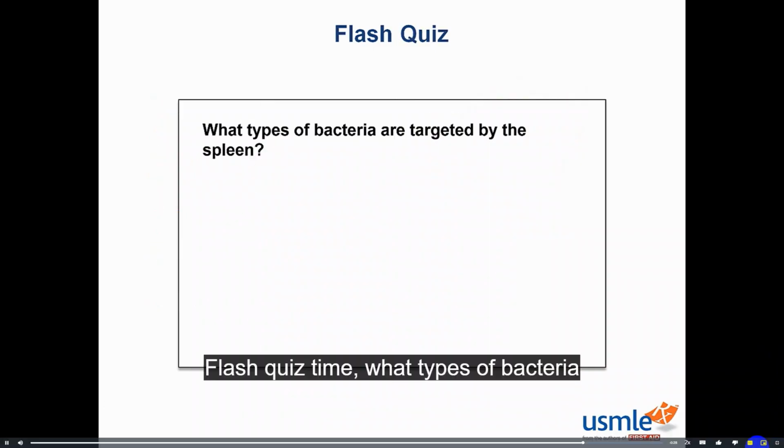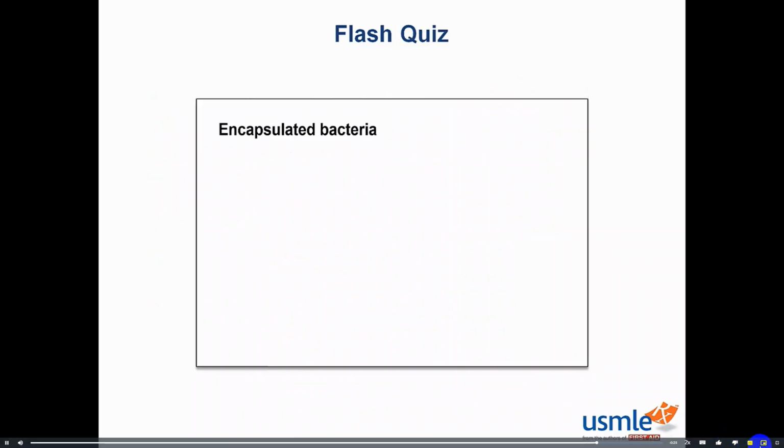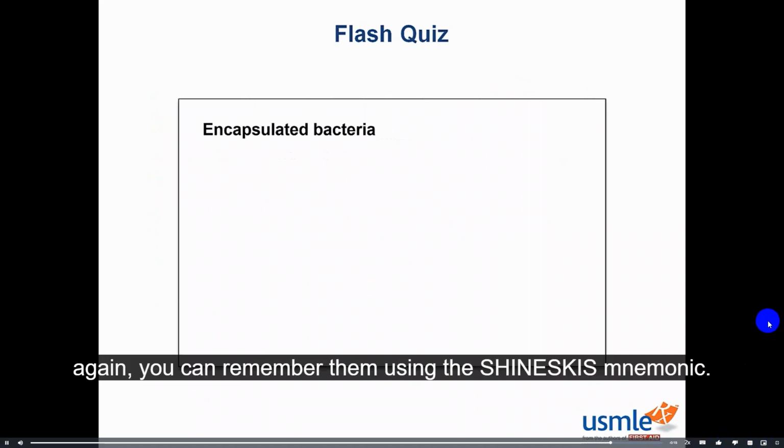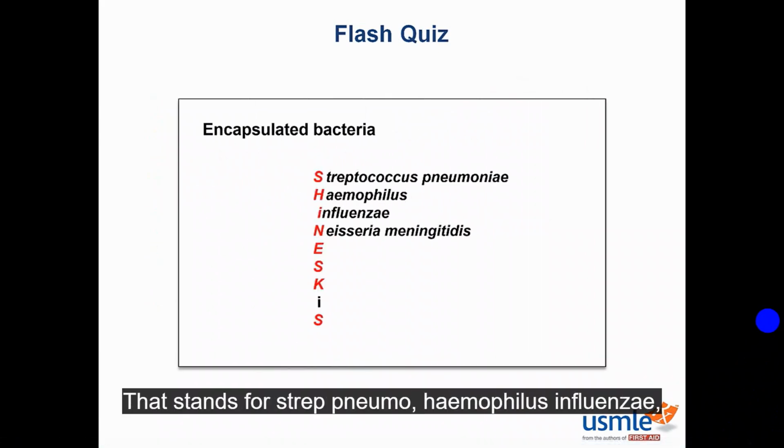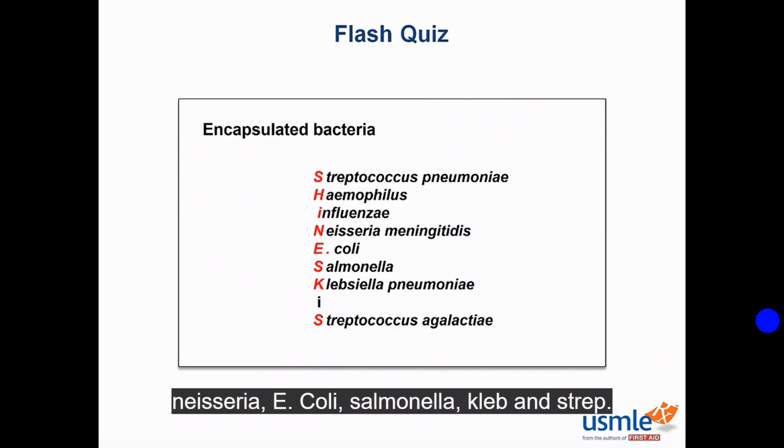Flash quiz time. What types of bacteria are targeted by the spleen? Encapsulated bacteria. Again, you can remember them using the SHINE SKIS mnemonic that stands for Strep pneumo, Haemophilus influenzae, Neisseria, E. coli, Salmonella, Kleb, and Strep.